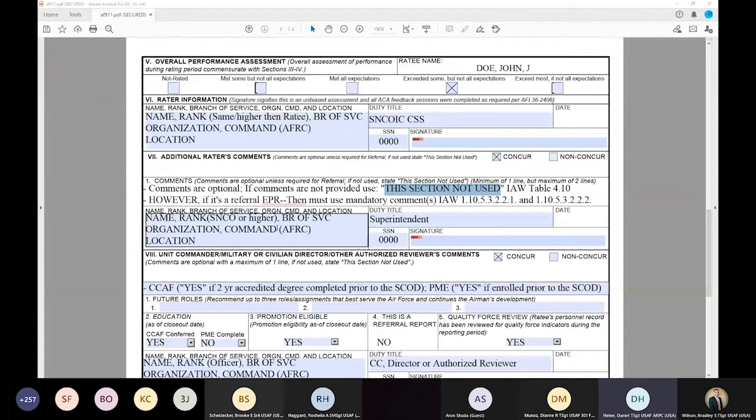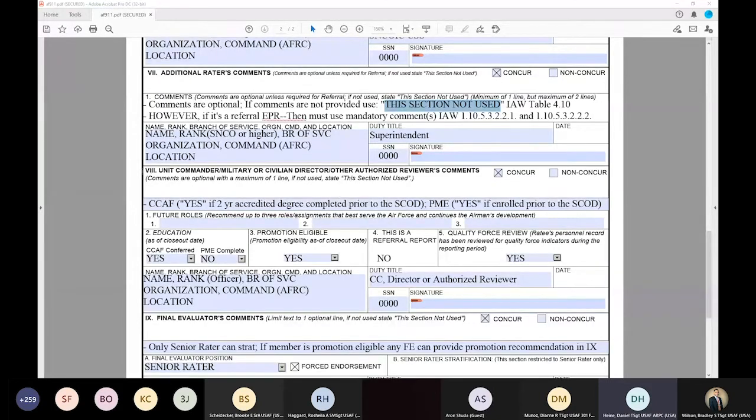The additional rater will then add their information in the signature block. The additional rater must be at least a senior NCO or higher and must be at least the same rank or higher than the rater. If, for example, this report is completed for a master sergeant, the rater could be a master sergeant and the additional rater could also be a master sergeant. But if the report is for a senior master sergeant, the rater would not be able to be a master sergeant, and the additional rater must at least be the same rank or higher than the rater. They will then add their duty title, last four, and then they will sign and date.